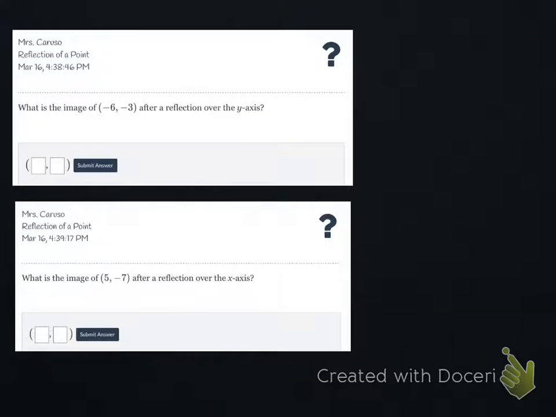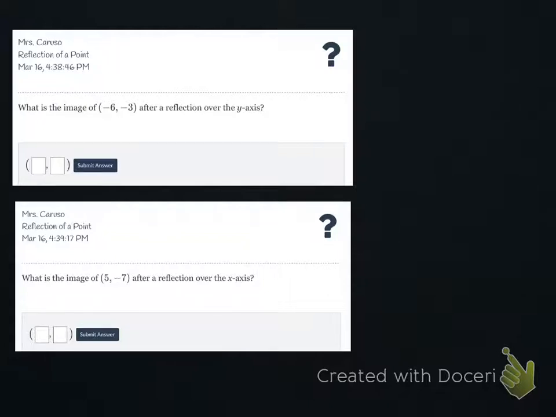Okay, I brought you over to some example problems that you're going to be practicing this week. So the first question: what is the image of (-6, -3) after a reflection over the y-axis? Now you see we're only reflecting a point, not a figure. And it's less work, but pretty much if you can do it with a point, you can do it with a figure, which is multiple points connected.